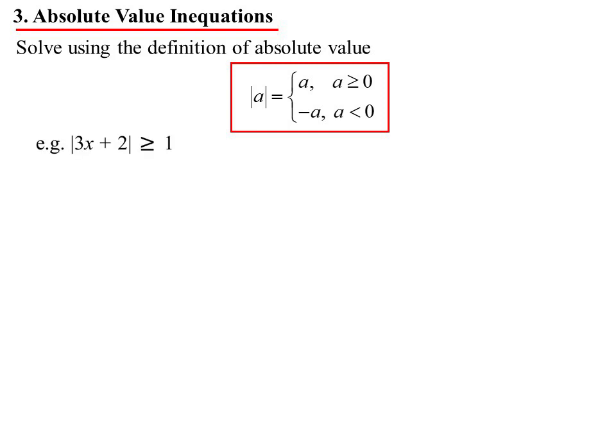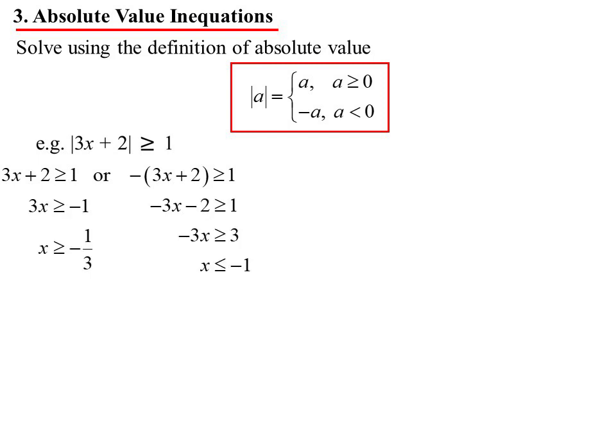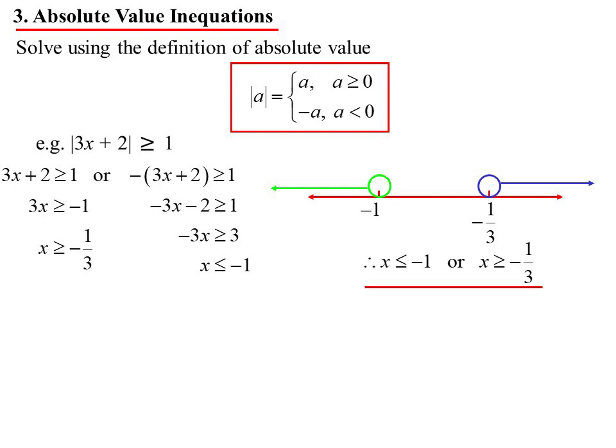But when we get something like this, the absolute value of 3x plus 2 is greater than or equal to 1, then either 3x plus 2 is greater than or equal to 1, or the negative of 3x plus 2 is greater than or equal to 1. So it's either positive or it's negative. Solve each of those individually, brings out the critical points, negative 1 and negative a third. Well, it's already telling me which way, but if I'm unsure, I can still test a point anyway and see where we are. But we're looking at less than negative 1, but greater than negative a third. So x is less than or equal to negative 1, or x is greater than or equal to negative a third.